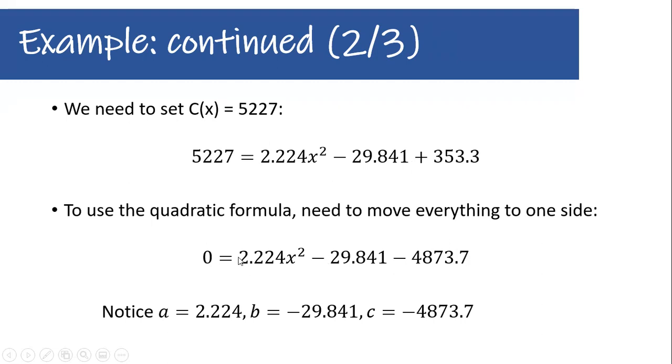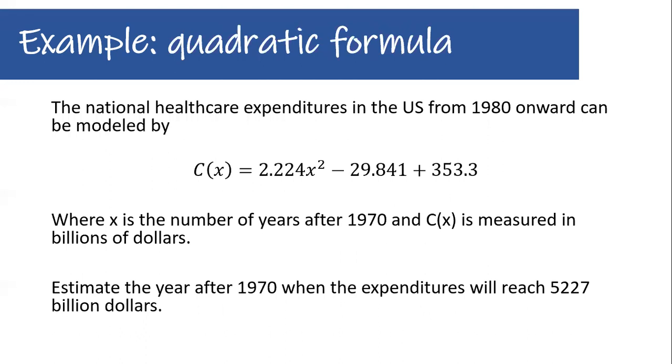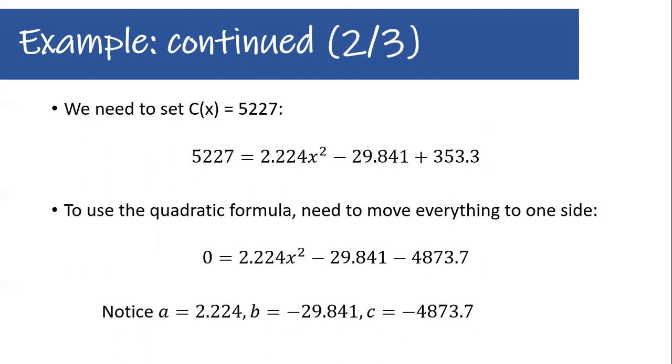So we get 0 equals 2.224x squared minus 29.841x minus 4873.7. I believe that there's an x there, is there not? I have missed an x. I apologize, guys. There's an x right here and right here. I will have to go back and correct that. So here A is 2.224, B is negative 29.841, and C is negative 4873.7. Again, there is an x right here and an x right here.